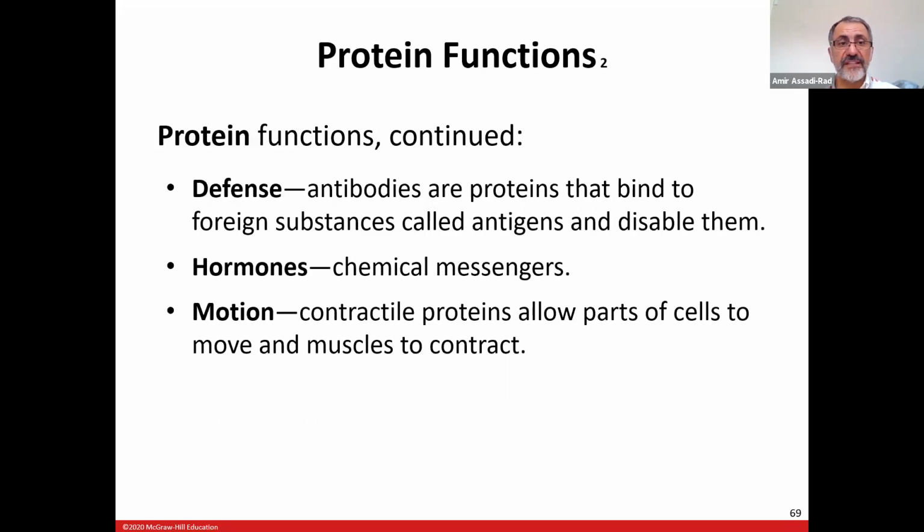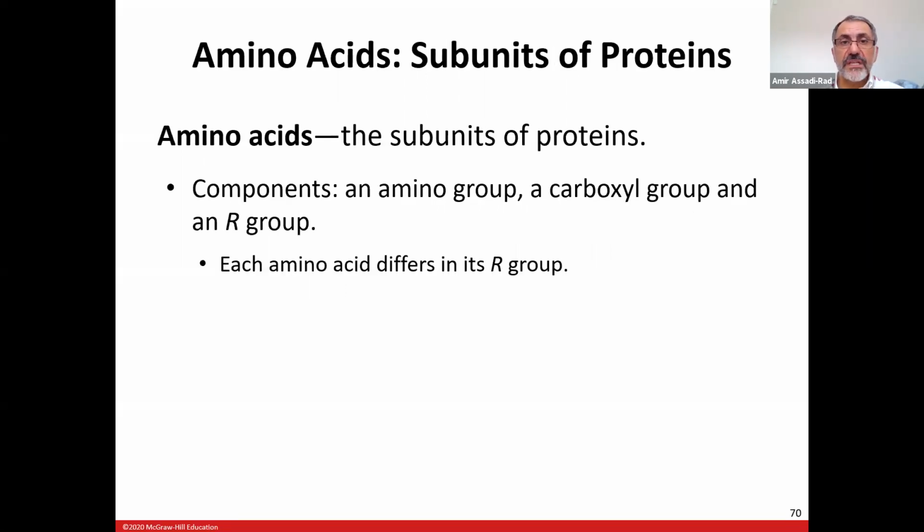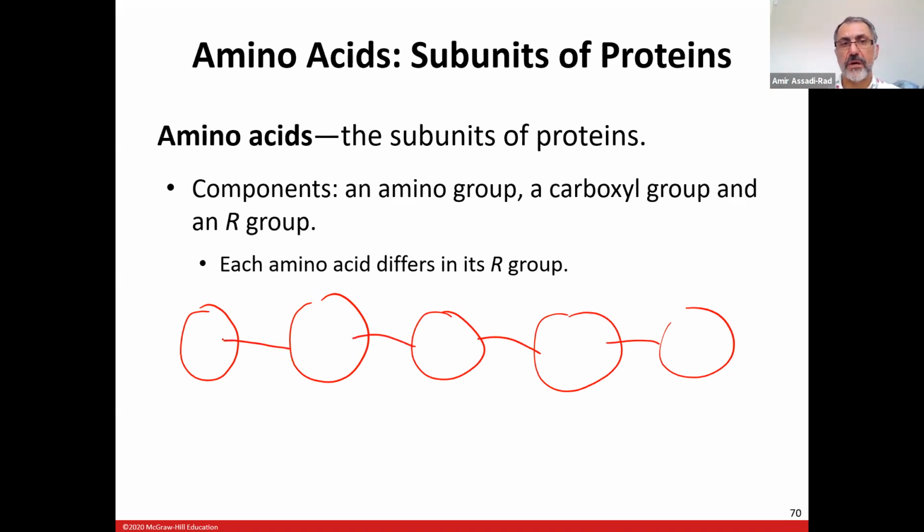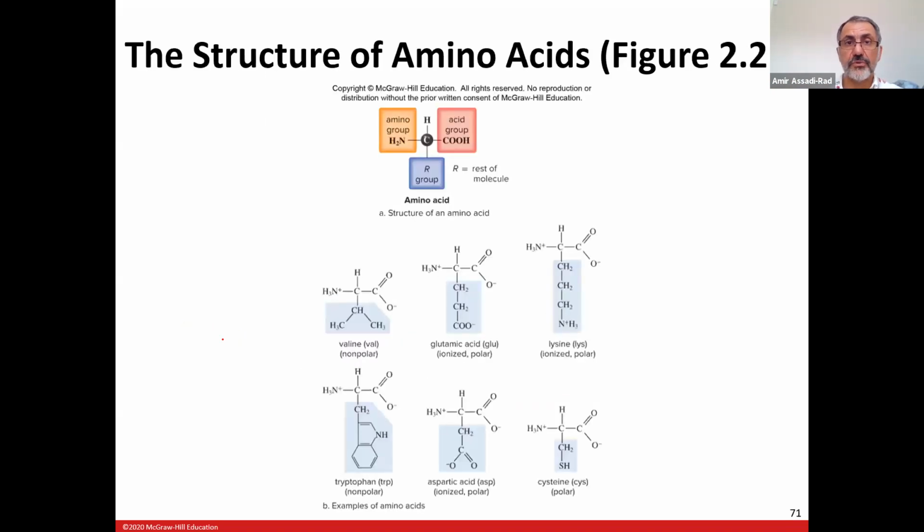Protein functions continue: defense, hormones, and motion, all of this. Proteins are made up of amino acids. Remember, the subunit of a protein molecule is one amino acid here, one amino acid here, one amino acid here, and they're combined together. That's a protein molecule, okay? So the components of amino acids are a carboxyl group and an R group, and each amino acid is different in its R group, which I show you in a picture right here. Make sure you know the components of amino acids.